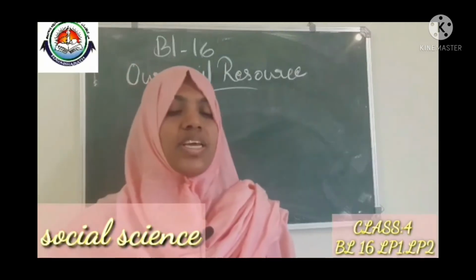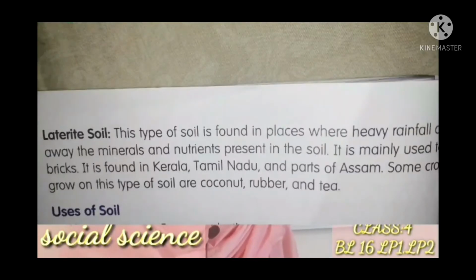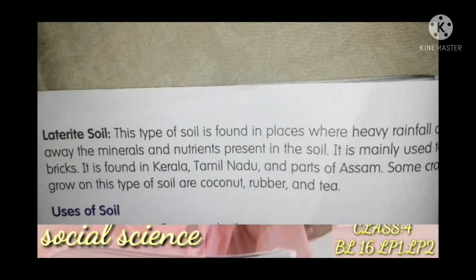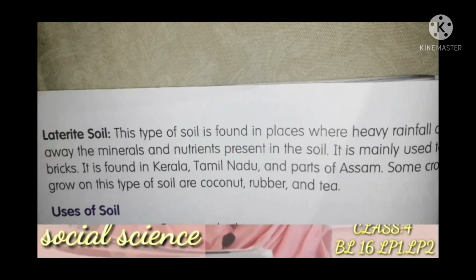Last type of soil, laterite soil. This soil is found in places where heavy rainfall drains away the minerals and nutrients present in the soil. It is mainly used to make bricks. It is found in Kerala, Tamil Nadu and parts of Assam. Some crops that are grown in this type of soil are coconut, rubber and tea.